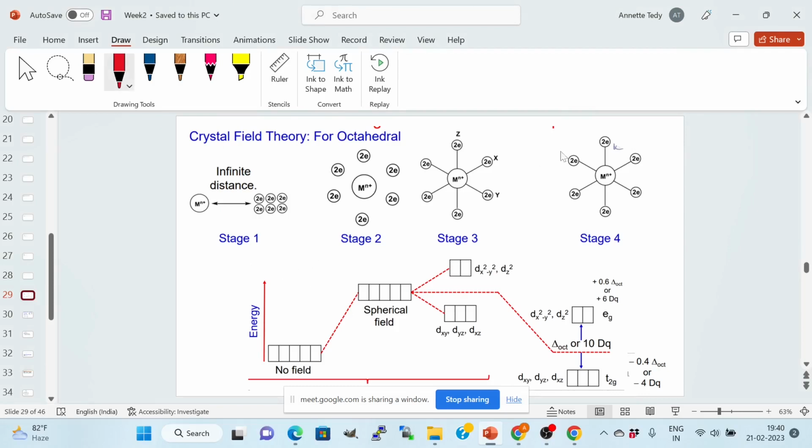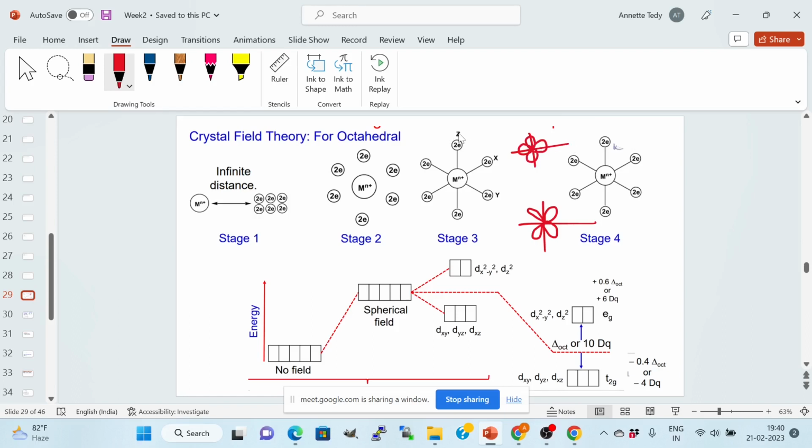So some of the orbitals, for example, let me draw dxy. So dxy is something like this, right? They are in between the axis. But if you look at dx square minus y square or dz square, it is somewhat like this. This is dx square minus y square. They are along the axis.